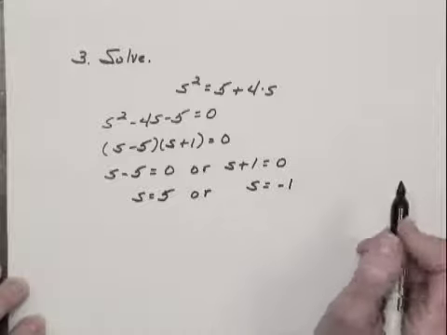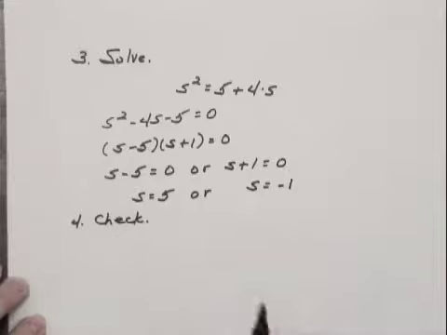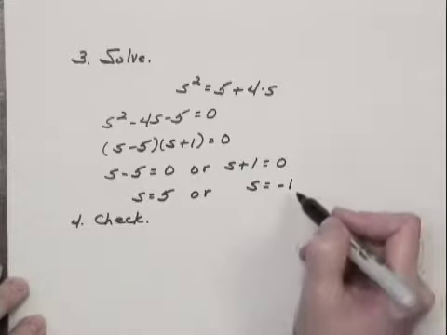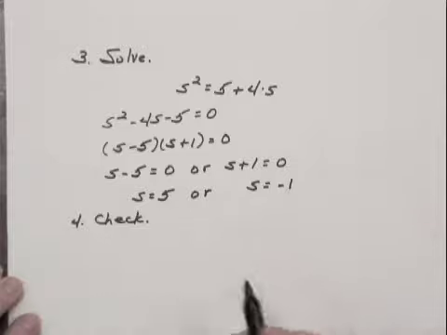Now, we need to check these numbers in the original statement of the problem. Since the length of a side of a square can't be a negative number, we don't need to check negative 1. We'll just check 5.